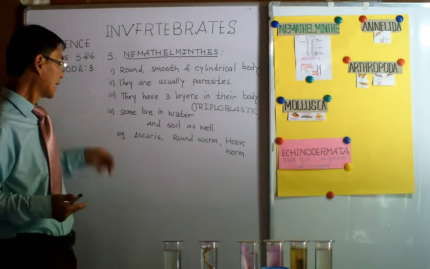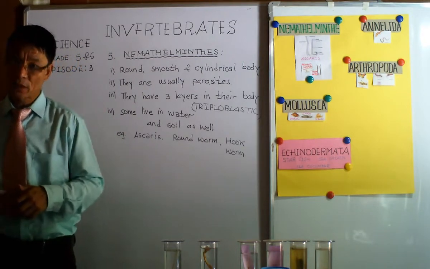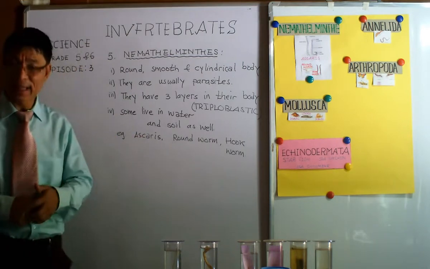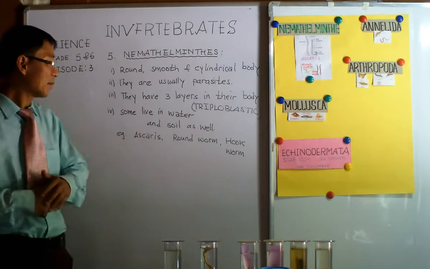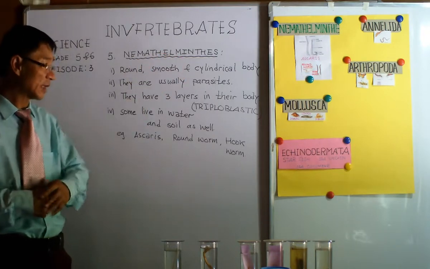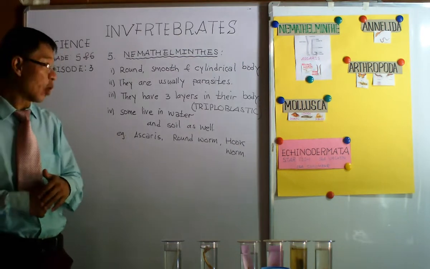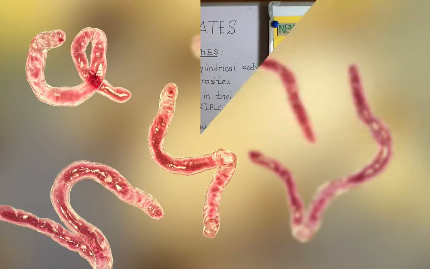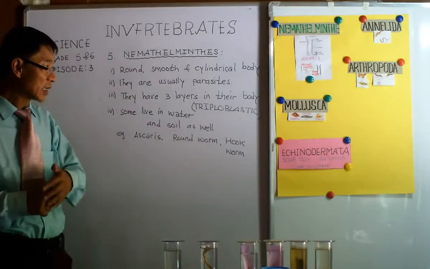And the next one is, some live in water and some live in soil as well. So some of the Nemanthelmanthes are found in water and some are found on the soil or in the soil. And the examples of Nemanthelmanthes I've given on the chart there. You can see Ascaris means these are the different types of worms, roundworm and hookworm. Hookworms like a hook. Roundworms, they are round in shape. So these are some of the examples.